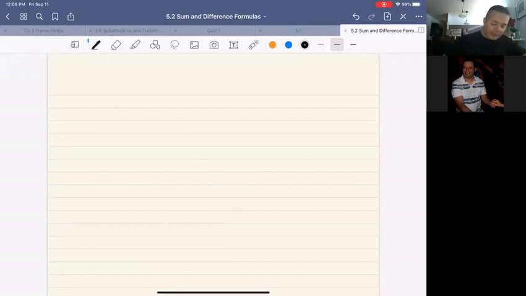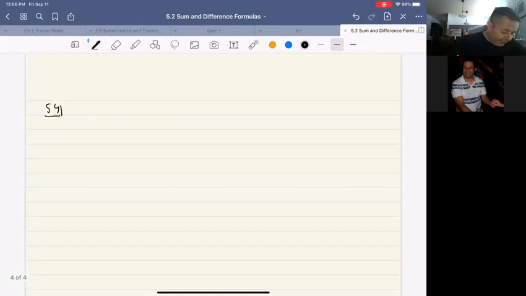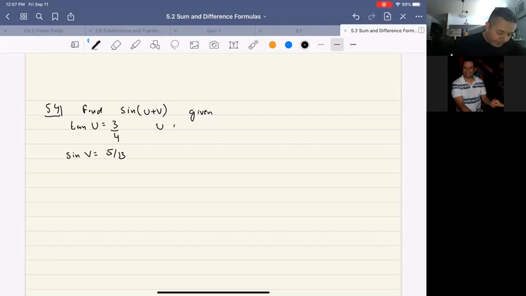All right, welcome back. So the next problem, number 54. 54 says we have to find sine of u plus v, given that tangent u equals 3/4, sine v equals 5/13, and u is in quadrant 3 and v is in quadrant 2. So that means we're going to have to find the stuff for u and v.